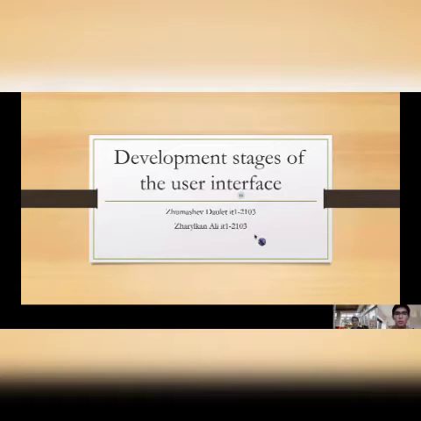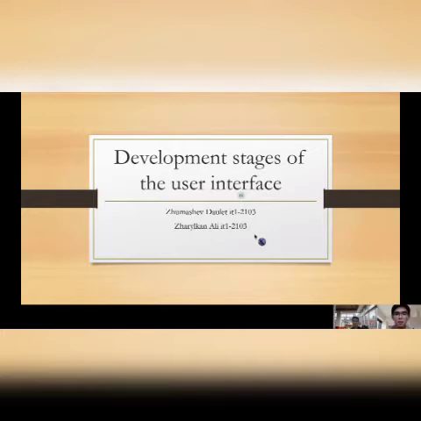We will now talk about the development stages of the user interface. I am talking about the basics of user interface development. My partner Ali will continue this topic. Let's start with what user interface development means.